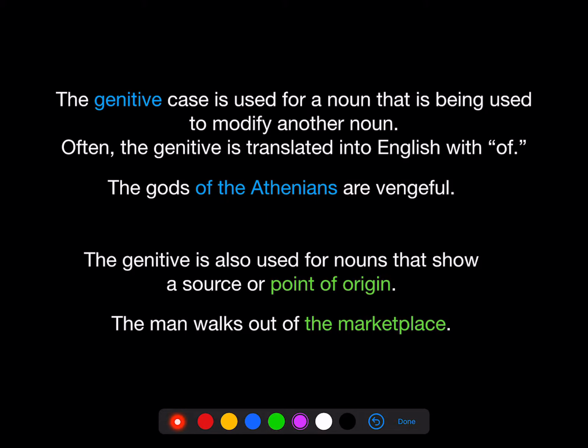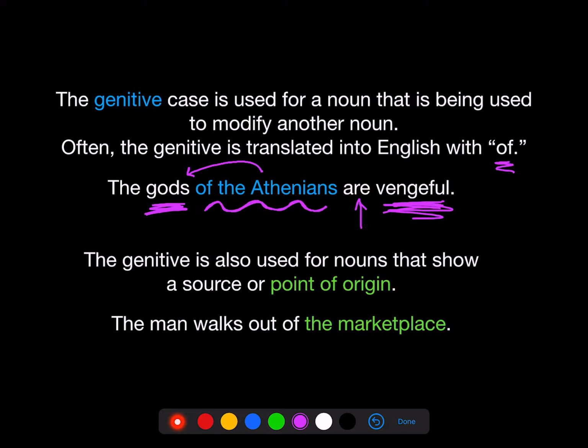The genitive case is used for one noun that's being used to modify another noun. Really often in English, we do this with of. So let's look at an example. The gods of the Athenians are vengeful. So the gods, that's the subject. Are is a linking verb, and vengeful then would be the predicate noun. So gods and vengeful would be in the nominative case. But of the Athenians, right, that tells us more about the gods. So in Greek, we would do this with just one word, Athenians in the genitive case, and it would show us that the Athenians are telling us more about the gods.